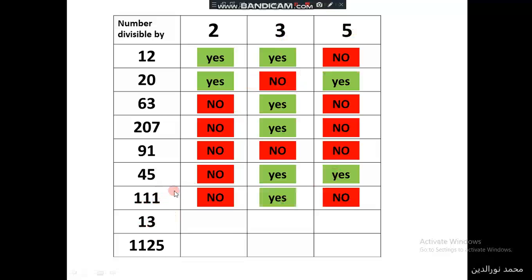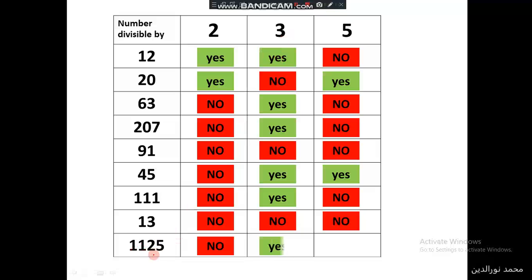13 is not even. 1 plus 3 is 4, not divisible by 3. No. 13 ends in 3, not in 0 or 5, so it's not divisible by 5. 1125, it's not even. 5 plus 2 is 7, plus 1 is 8, plus 1 is 9. 9 is divisible by 3, so the whole number is divisible by 3. And this number is also divisible by 5 since it ends in 5.